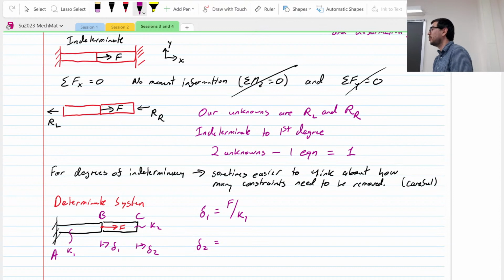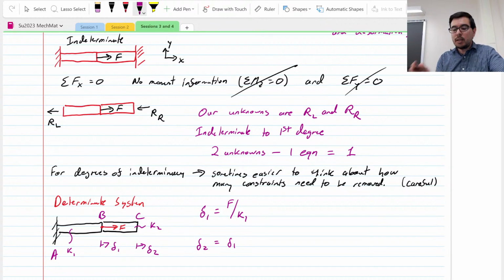Yes, Michael? Would it just be 0? Just moving it? Okay, this is good. I'm glad you brought this up. Remember, these delta 1 and delta 2 are with respect to ground. So rethink that. I'm not talking about the displacement of BC. I'm talking about what is delta 2 with respect to ground. Then it would also be force over K1. Yeah, it's exactly the same, if these are with respect to ground.